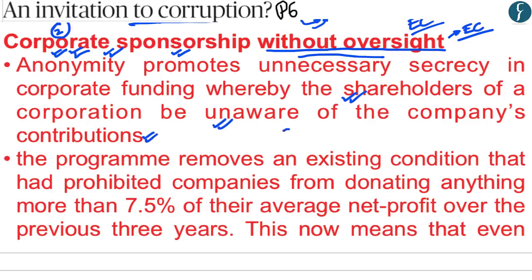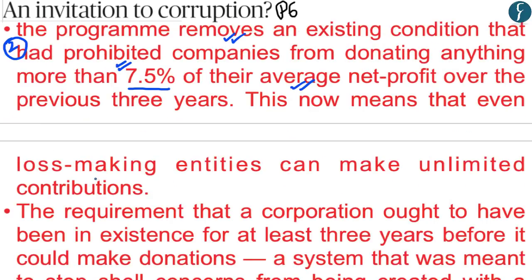Now, since the identity of the company or the organization who purchases electoral bonds is not provided, a company can indulge in political funding without even telling its shareholders. The second critique of corporate sponsorship through electoral bonds is that the scheme removes an existing condition that had prohibited companies from donating anything more than 7.5% of their average net profit. So it basically allows loss making entities to make unlimited contributions for political funding.